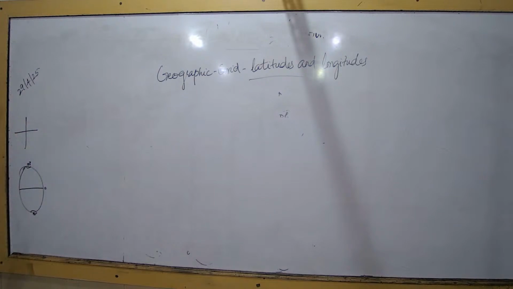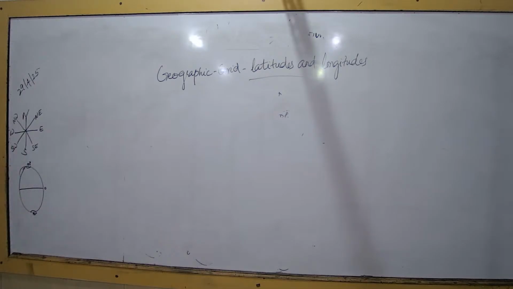So how can we identify this? The top part is north, the down part is south, the left part is west, and the right part is east. Then northeast, southeast, southwest, northwest. This way, when we are identifying a location, it will be very easy to identify the place on the globe.